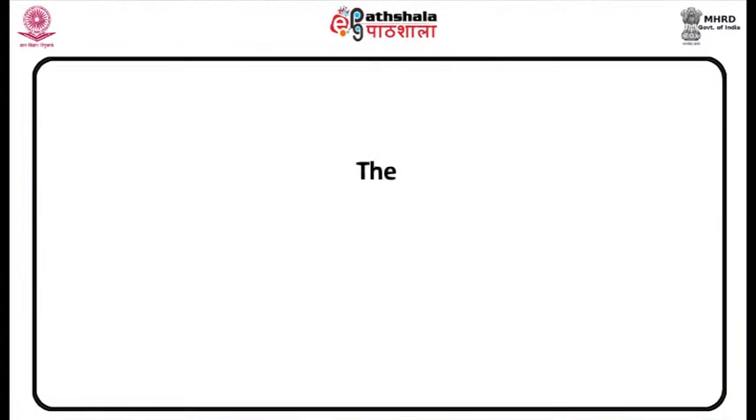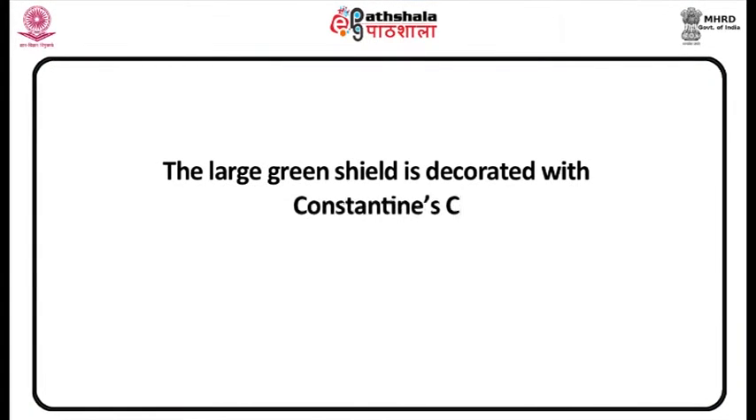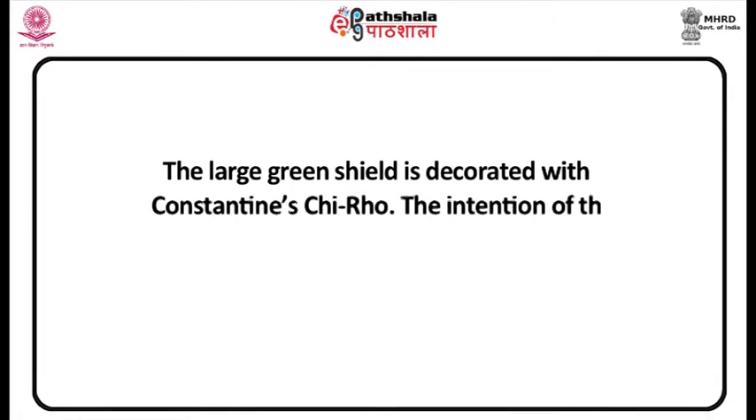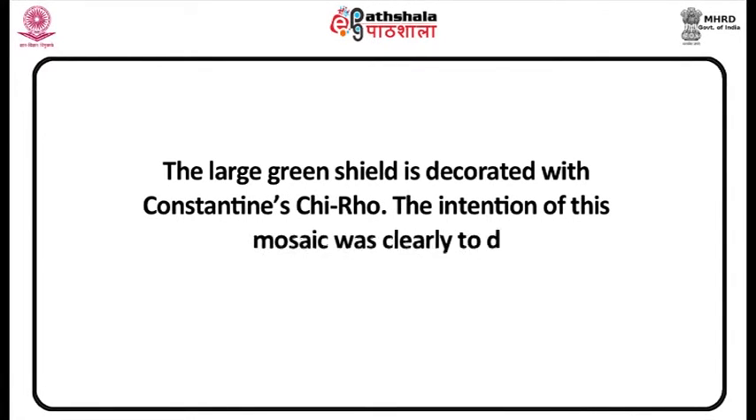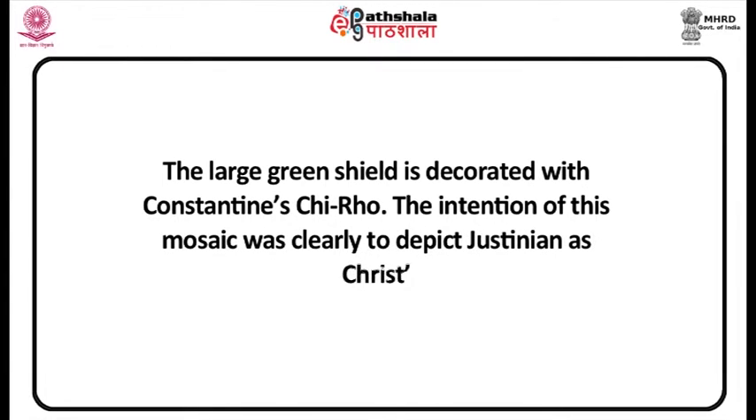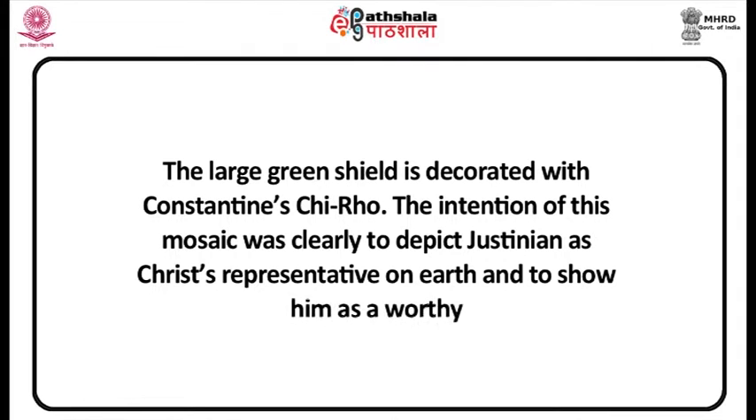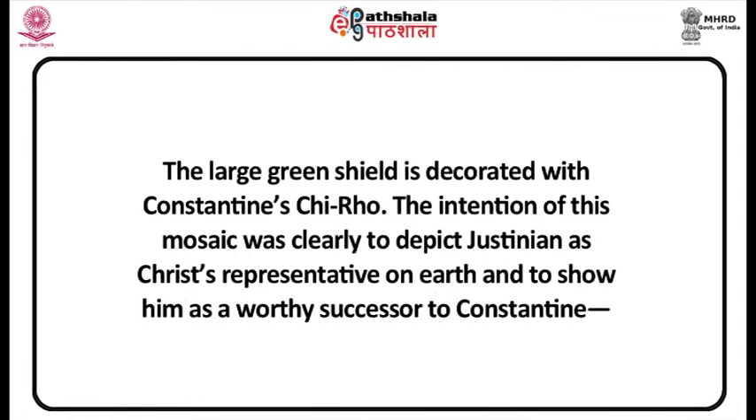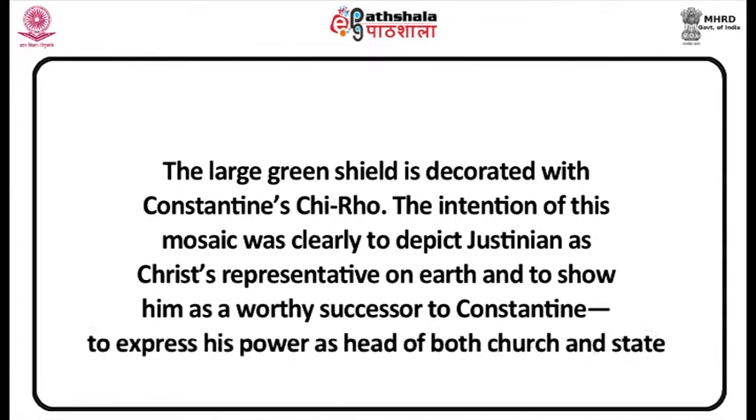On Justinian's right are two court officials and his military guard. The large green shield is decorated with Constantine's chi-rho. The intention of this mosaic was clearly to depict Justinian as Christ's representation on the earth, to show him as worthy successor to Constantine, to express his power as head of both church and state.